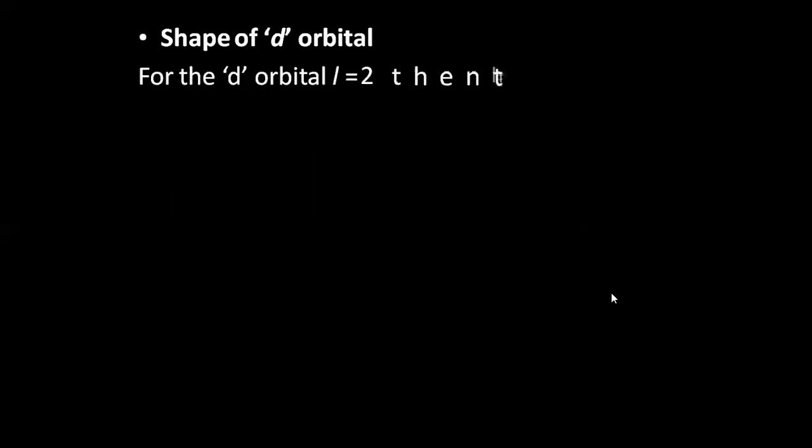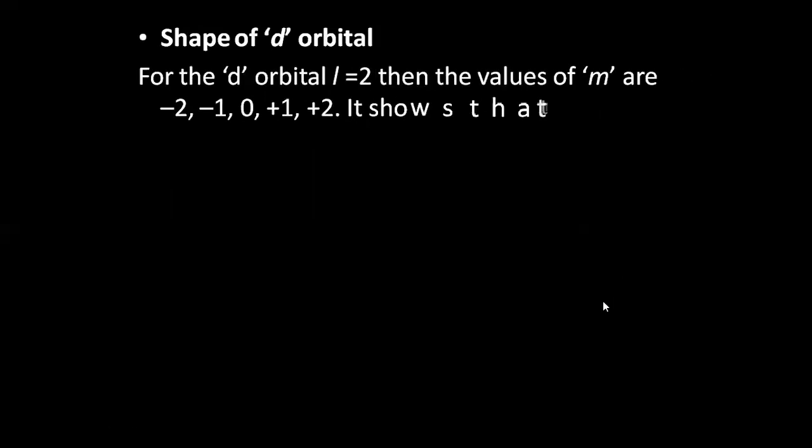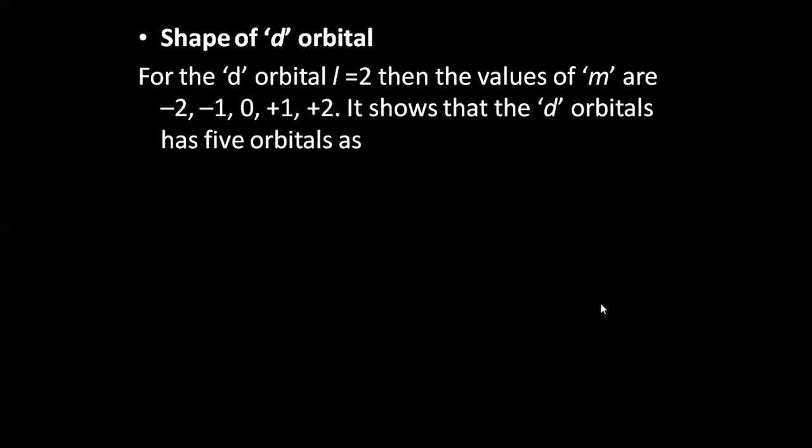Then coming to the shape of d orbital. We know that for d orbital, L is equal to 2. So what will be the range of M? M ranges from -L to +L, so it will be -2, -1, 0, +1, and +2. So how many types of d orbital will you have? You'll have 5 types of d orbital. They are designated as dxy, dyz, dxz, dx square minus y square, and dz square. That is the designation which we use.